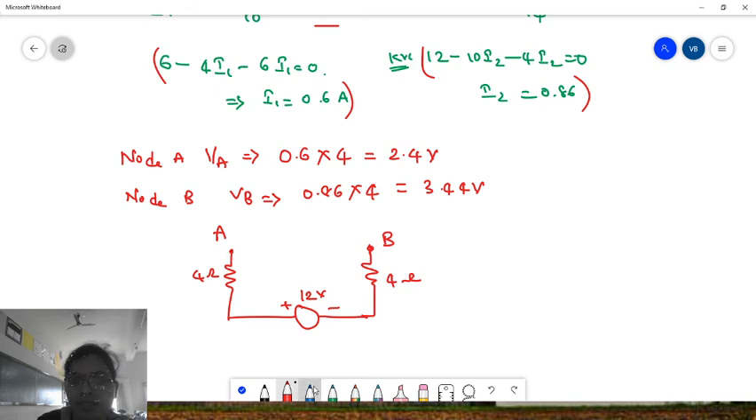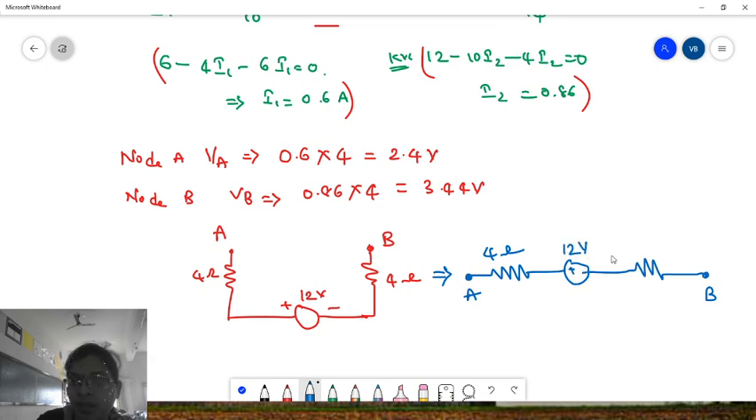So shall I draw like this network? I'll redraw this network in a horizontal manner. This is 4 ohms, this is 12 volts, and this is another 4 ohms. This is the A terminal and this is the B terminal. Sorry, 4 ohms, not kilo ohms. So I need to calculate the voltage drop across A and B. Now you can solve this directly. Okay, so how are we going to solve?